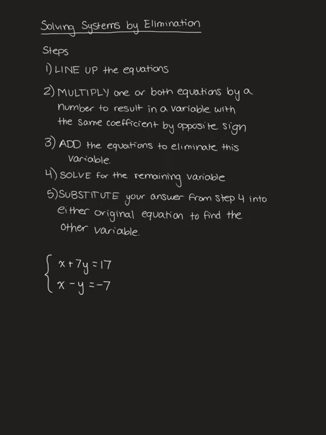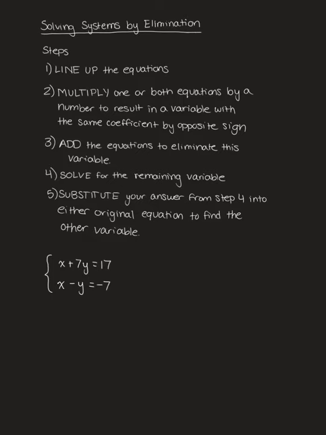So I have x plus 7y is equal to 17. x minus y is equal to negative 7. So if you look at both of your variables, everything is lined up. Okay? The equal signs are where they should be. The numbers, the y's, the x's, everything is lined up. So that's step one. Step two is multiply one or both of the equations by a number to result in the same coefficient but opposite sign.